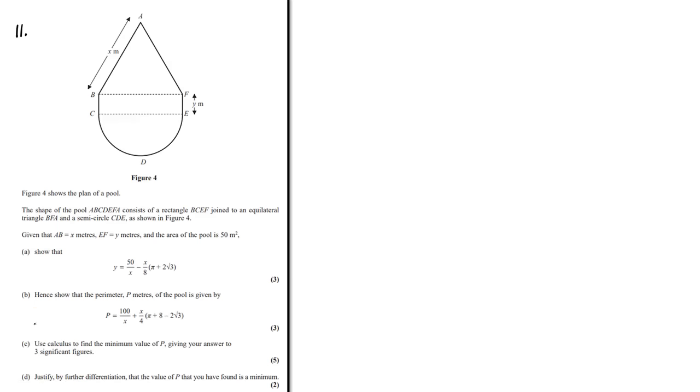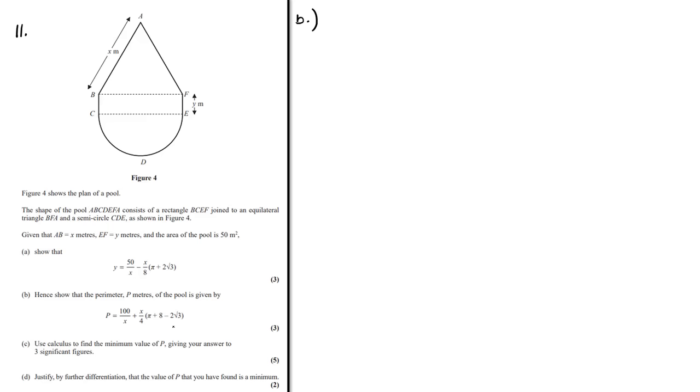And part B is pretty similar. Again, we're just looking to show this expression here. So it's a hence question, so that means we need to use part A to help us. And even if you can't show part A, you can still go on to do part B. So part B here asks us to show that the perimeter, p meters of the pool, is given by this expression here.